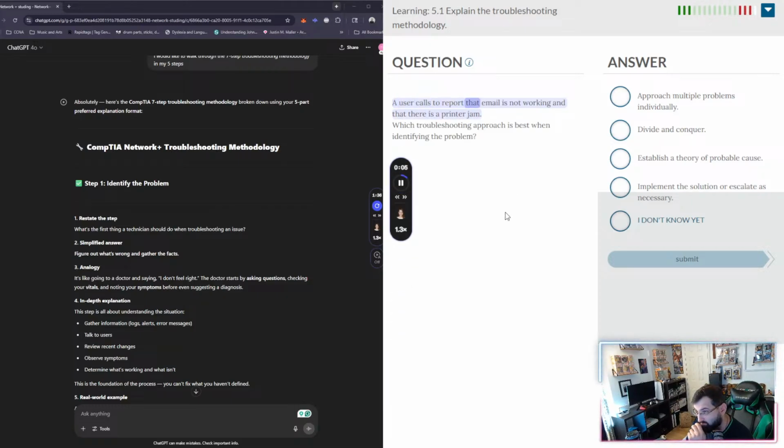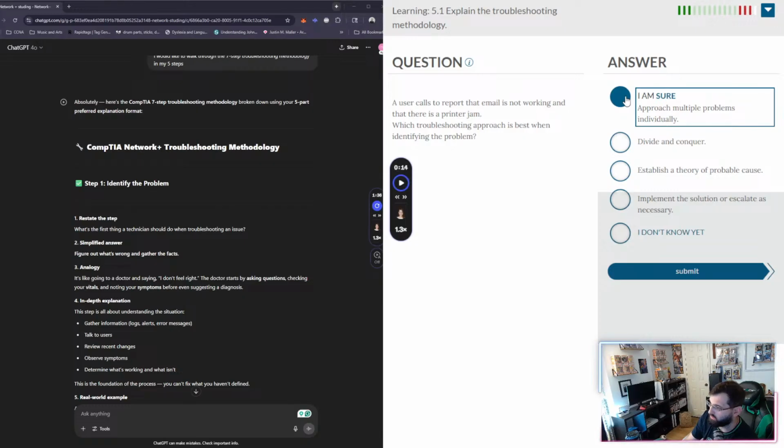A user calls to report that email is not working and that there is a printer jam. Which troubleshooting approach is best when identifying the problem? Divide and conquer, because no, divide and conquer is one problem that you break down into multiple things. Approach multiple problems individually. They probably are not connected. They might be, but they're probably not. Establish a theory. The theory is that the problem's between the keyboard and the chair. Implement a solution, escalate, double a problem, take it to the next guy. All right.